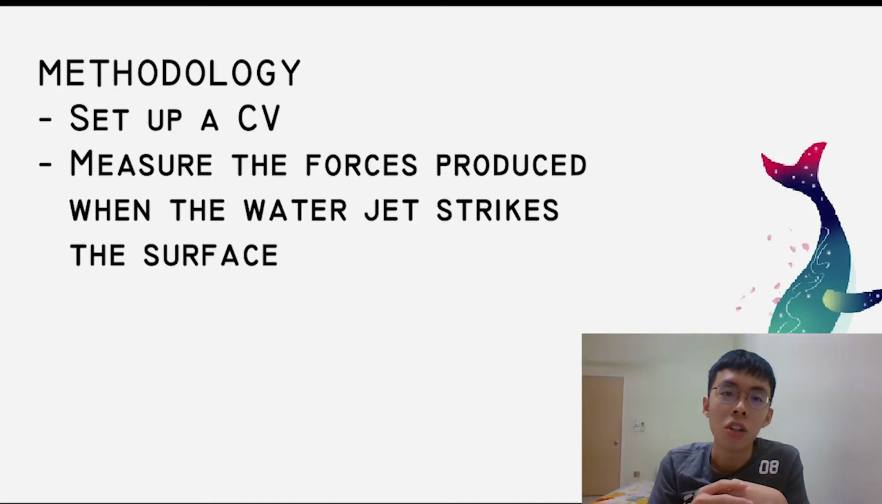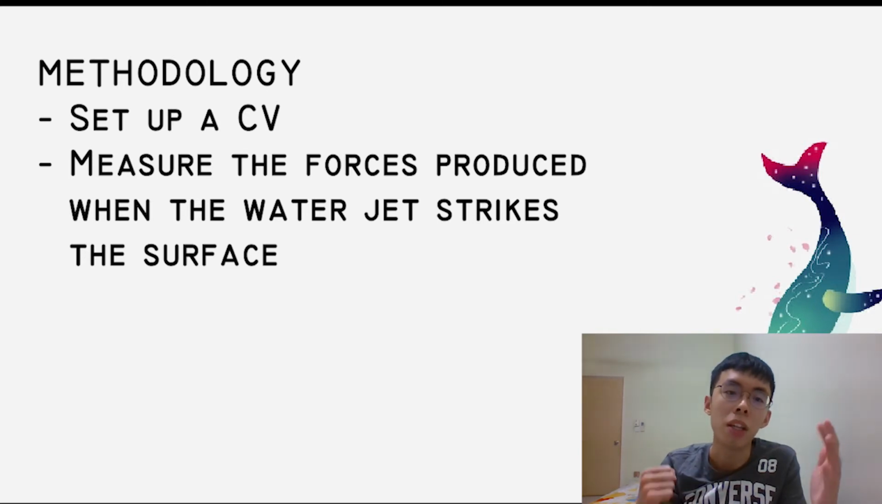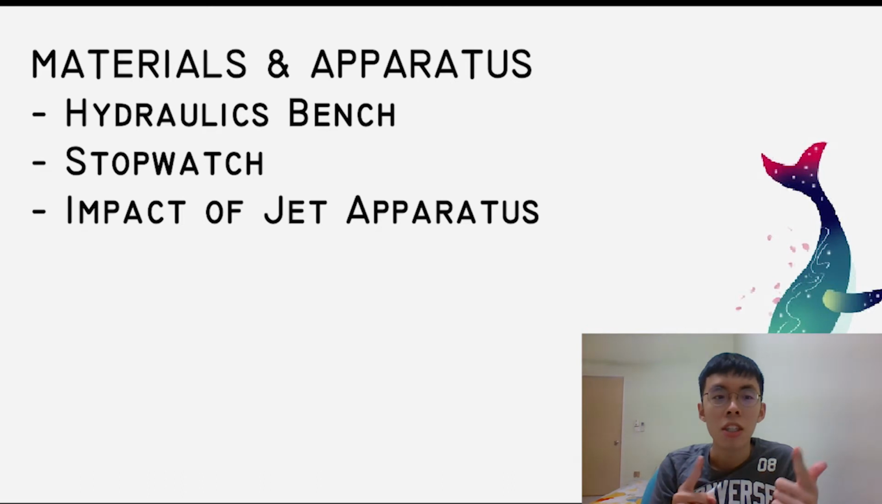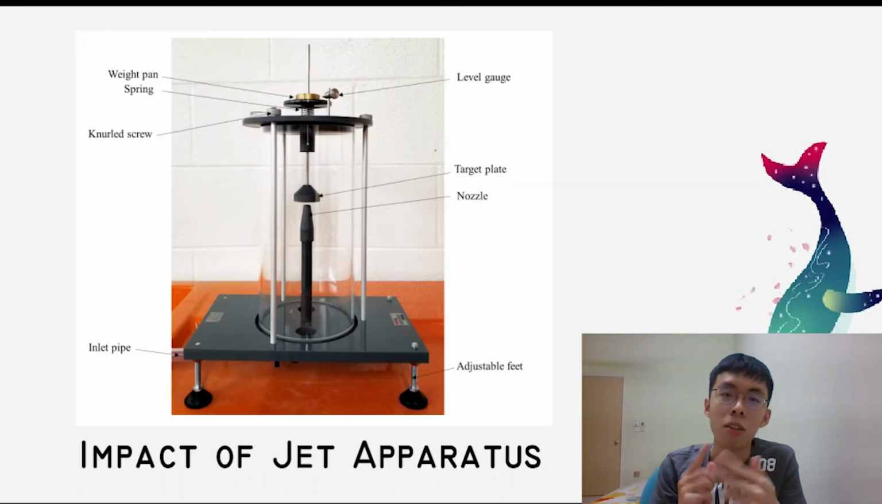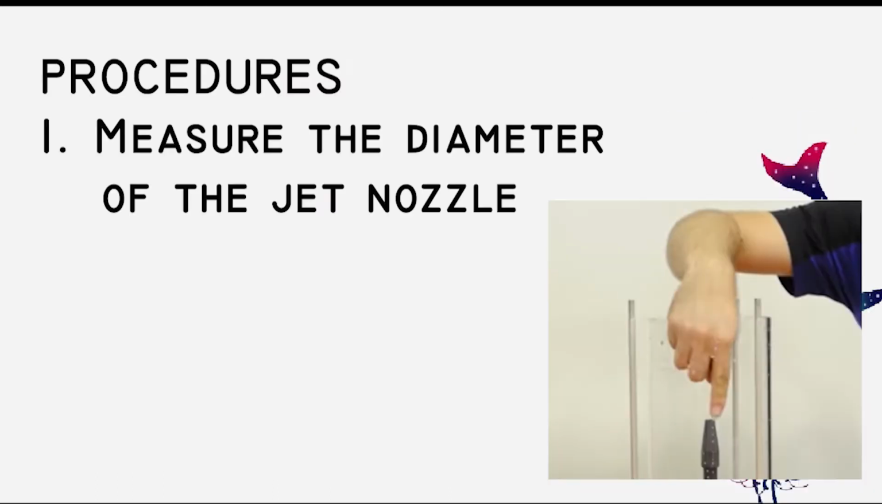For the methodology of this experiment, a control volume will be set up, and the momentum force will be determined by measuring the reaction forces produced when the water jet strikes the surface. For this experiment, we will need only a hydraulics bench, a stopwatch, and the impact of jet apparatus, along with its flow deflectors. First, measure the diameter of the jet nozzle.